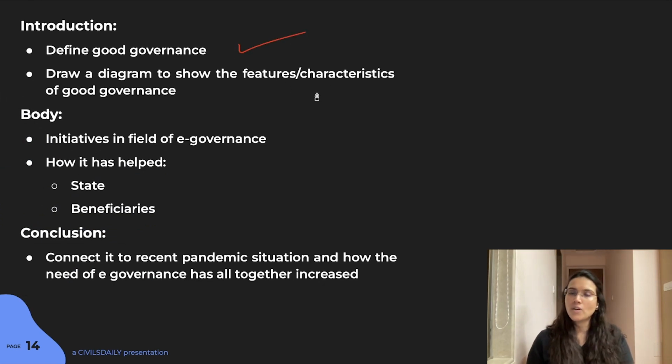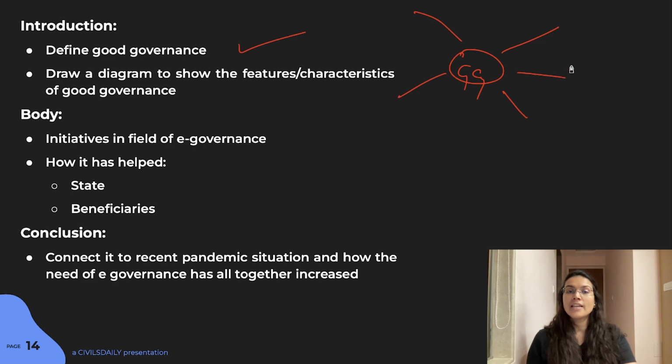How will you draft the answer? First, define what is good governance, draw a diagram. Draw a diagram with respect to good governance, talk about its basic features: transparency, accountability, getting technology as a tool, having a participatory mode, having social audit, having citizen charters, these kind of things. So you can talk about good governance and the basic features that it has. That will be part of your introduction.